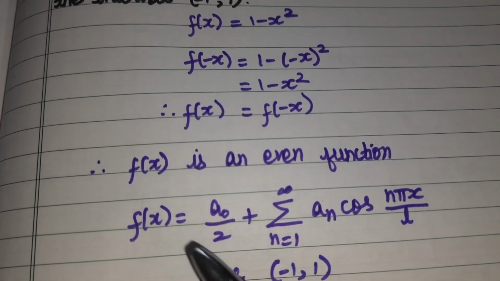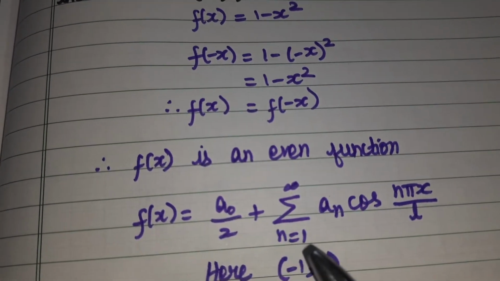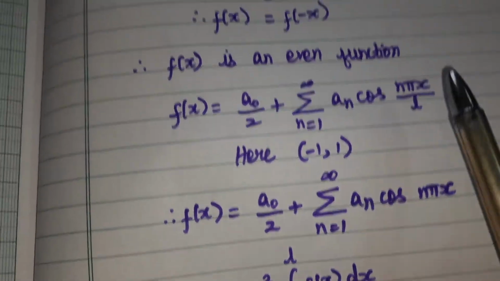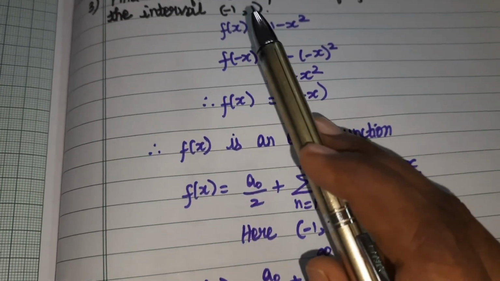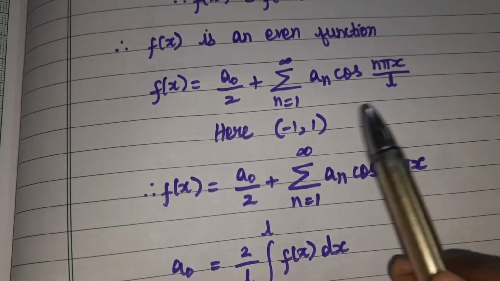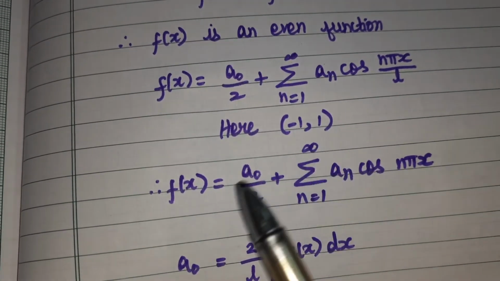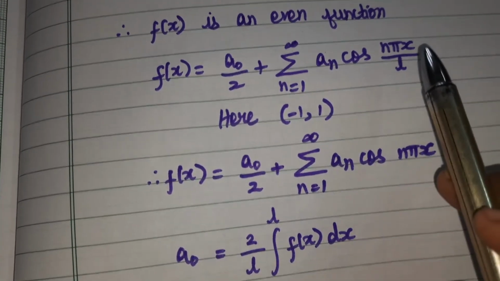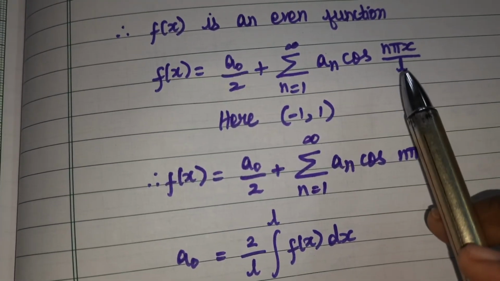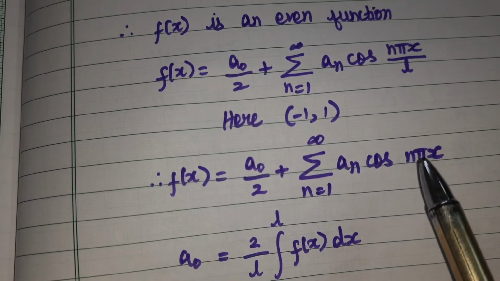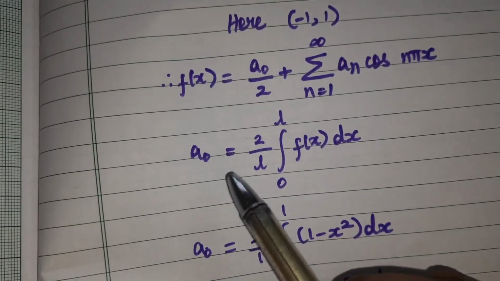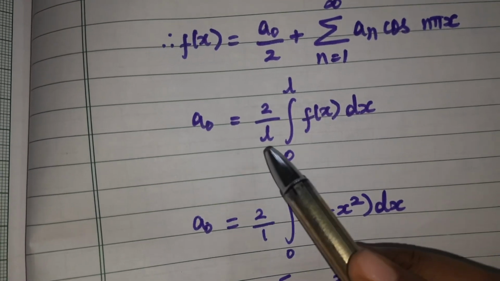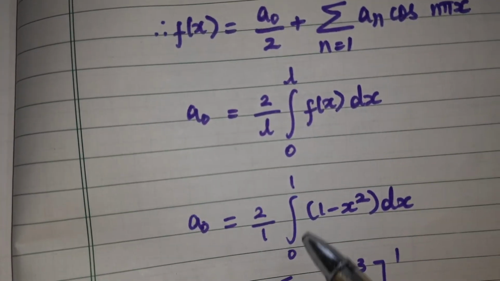Therefore the formula is f of x equal to a naught by 2 plus summation of n is equal to 1 to infinity a n cos n pi x by l. Here for l it is given as minus 1 comma 1. Therefore f of x equal to a naught by 2 plus summation of n is equal to 1 to infinity. Here substitute L is equal to 1. Therefore a n cos of n pi x, and a naught is equal to 2 by L into integral of 0 to L into f of x into dx. Here L is 1. Therefore 2 by 1 into integral of 0 to 1.